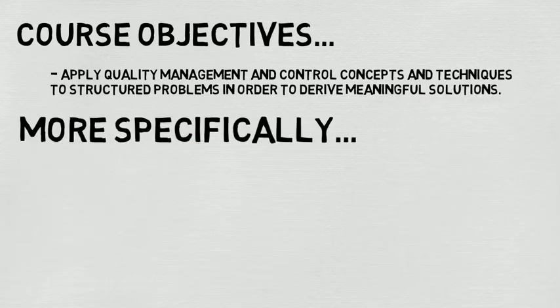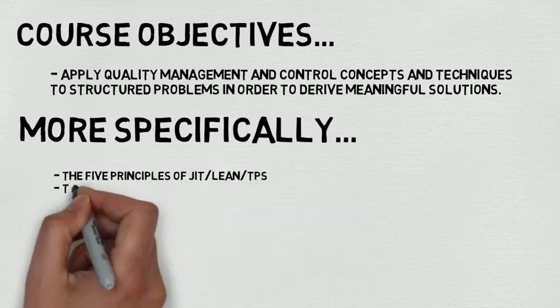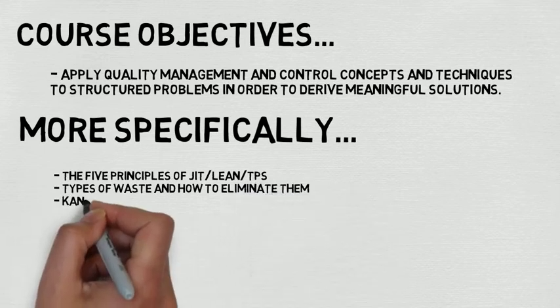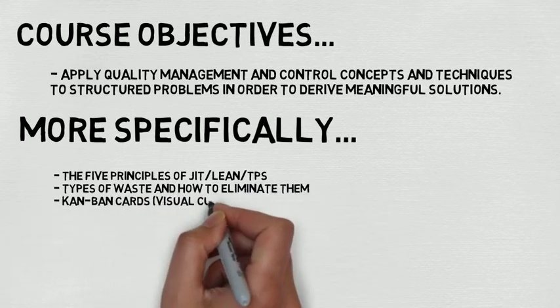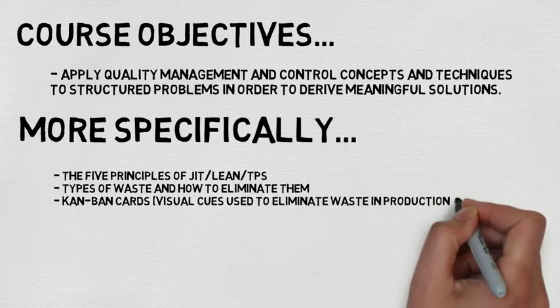More specifically, this video will discuss the 5 principles of just-in-time, lean, and Toyota production systems, types of waste and how to eliminate them, and Kanban cards, which are visual cues used to eliminate waste in production systems.